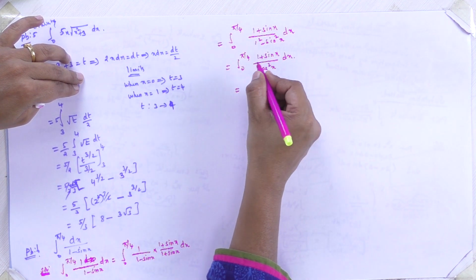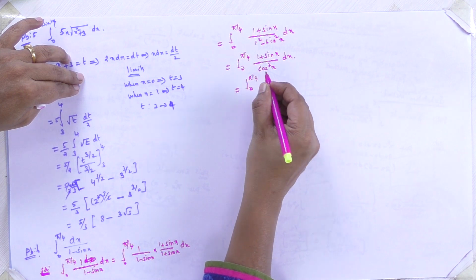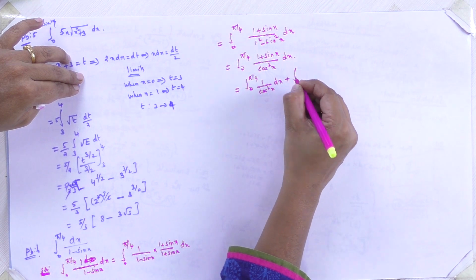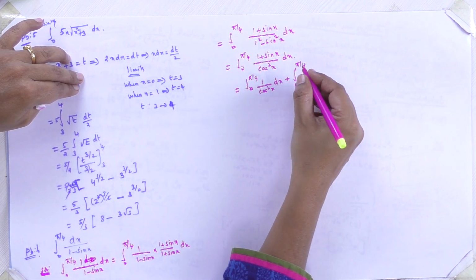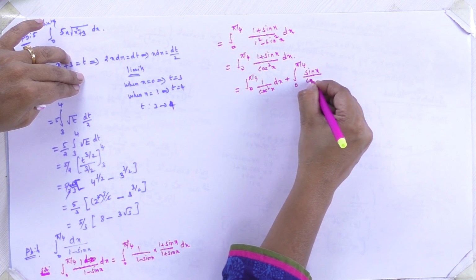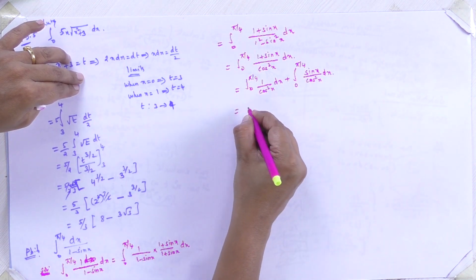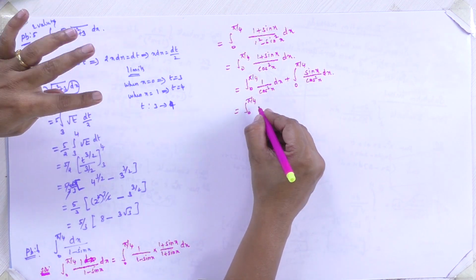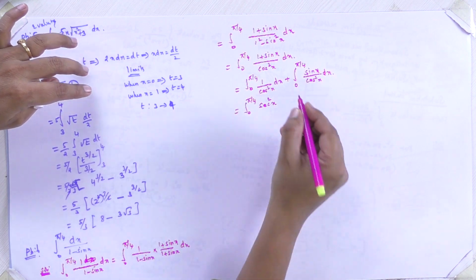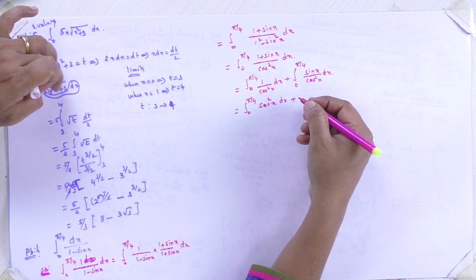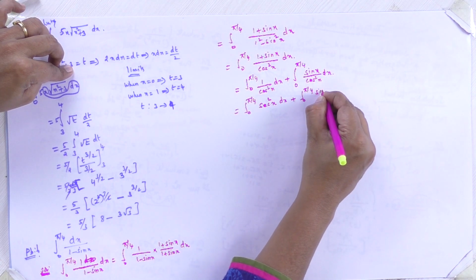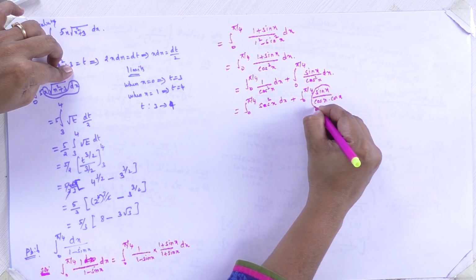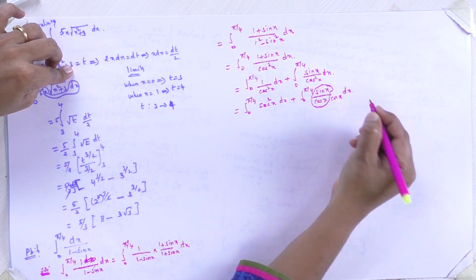See, we are having two terms in the numerator. We split this by the linearity property into two integrations: 1 by cos square x into dx, and the other, integral 0 to pi by 4 sin x divided by cos square x into dx. So this is nothing but integral 0 to pi by 4, 1 by cos x is secant x, so 1 by cos square x becomes secant square x into dx, plus we split this cos square x into cos x, because sin x by cos x is equal to tan x. This is easy for integration.